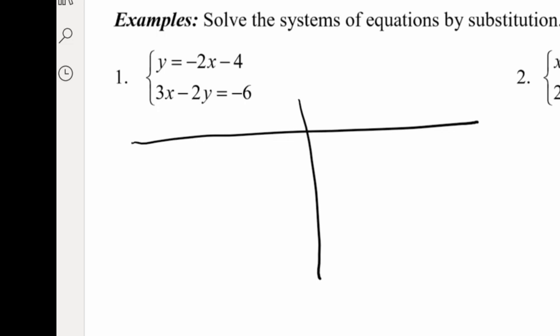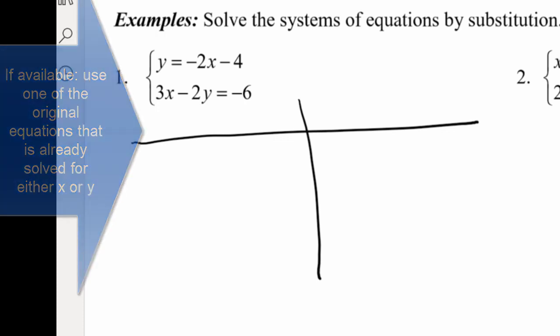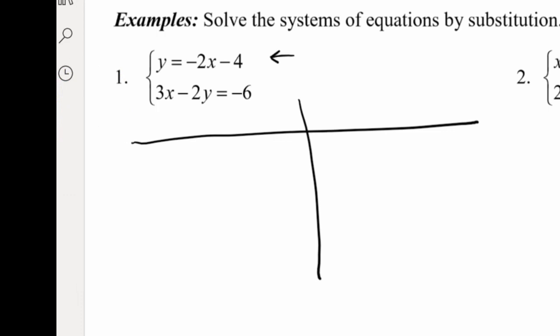Here's what you're going to do. Notice I put a little T table here. It's going to help us out. On the left side of the table, you're going to look at your two equations and find one that's solved for one of the variables if possible. Notice that our first equation is already in slope-intercept form, and it's solved for the variable y. So that equation is going to be written on the left-hand side.